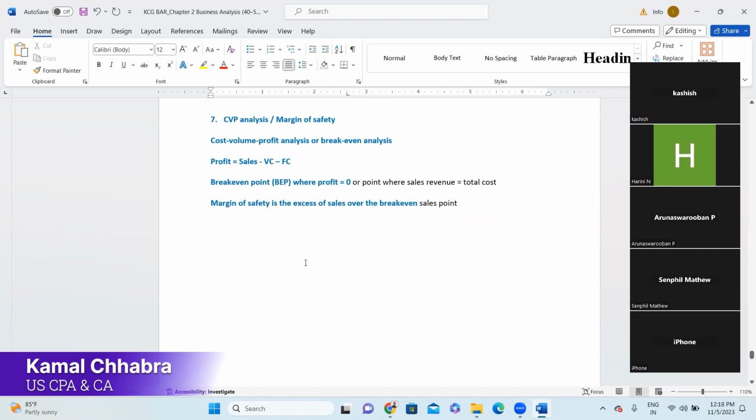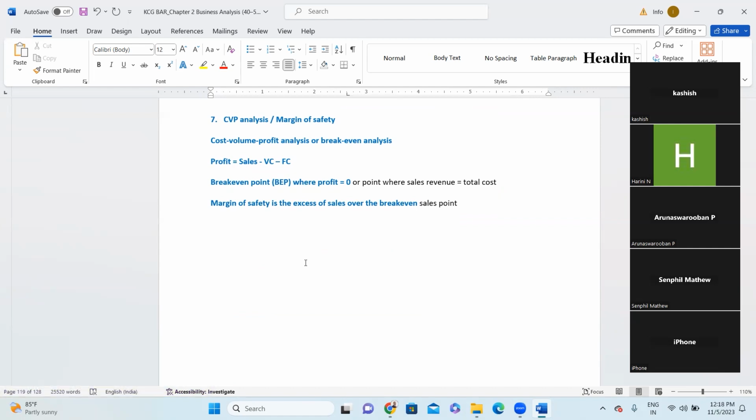volume profit analysis. This is called CVP analysis or margin of safety. So CVP analysis is: profit is equal to sales minus variable cost minus fixed cost, right? And do you remember the break-even analysis which we have done? That break-even analysis comes under the CVP analysis or margin of safety analysis.